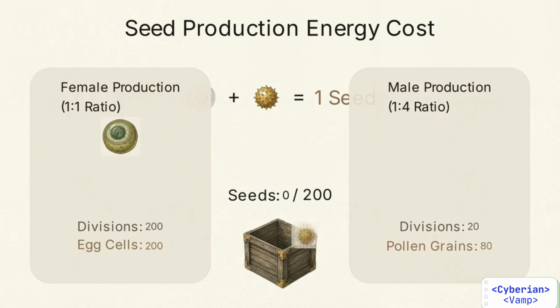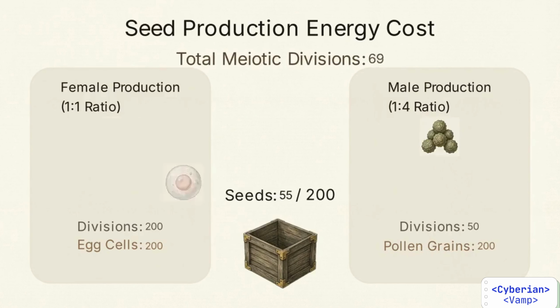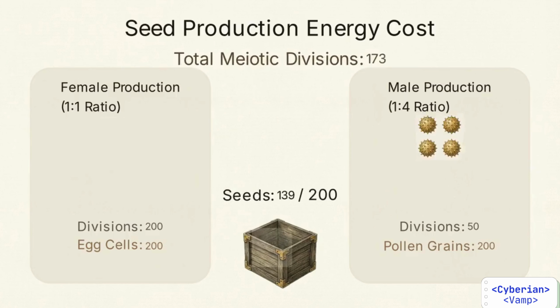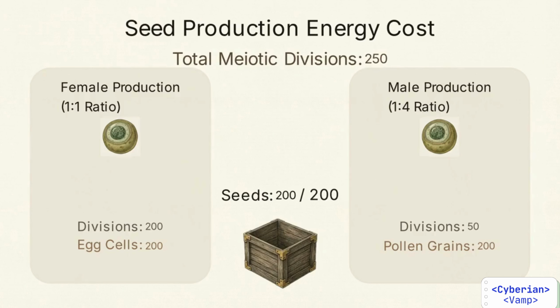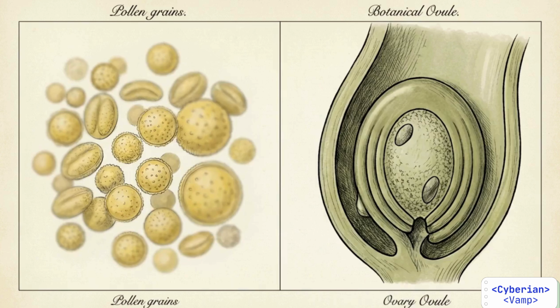1 microspore mother cell yields a tetrad of 4 functional pollen grains. So, producing 200 pollen grains requires only 50 divisions. Summing the requirements, the plant must execute exactly 250 meiotic divisions across its whorls to yield a target of 200 seeds. Plants optimize their mathematical energy expenditure. They front-load divisions to mass-produce cheap, disposable pollen, while strictly rationing the more demanding female divisions.